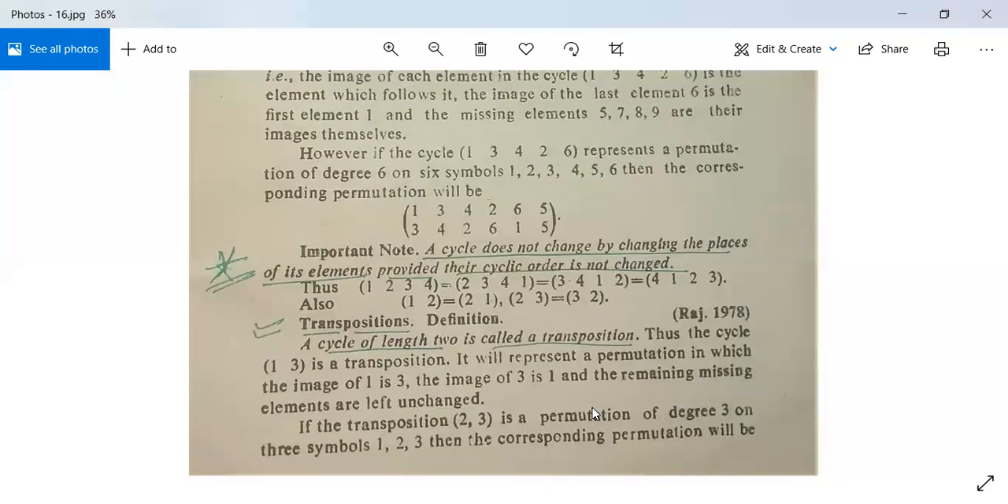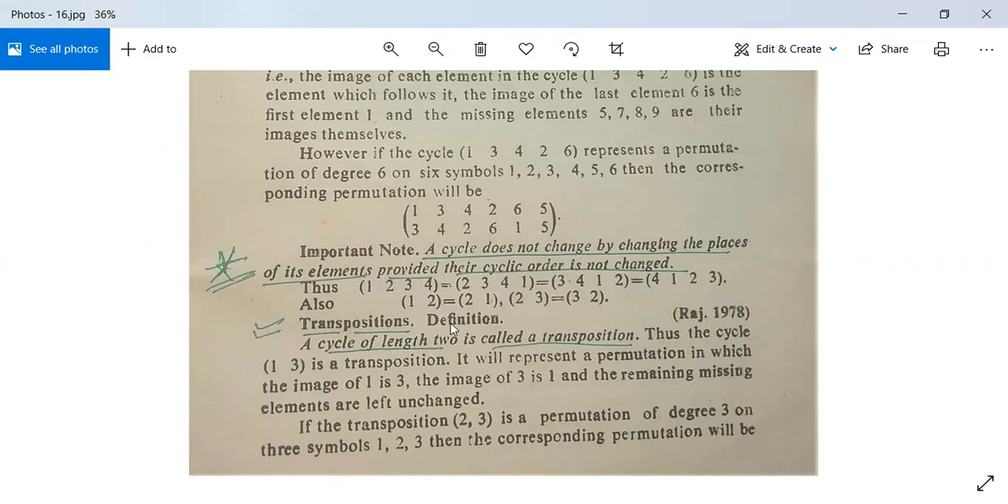अब देखो, important note क्या कहता है. A cycle does not change by changing the places of its elements, provided their cyclic order is not changed. अगर cyclic order को change नहीं कर रहे हैं तो cycle में कोई change नहीं. जैसे (1, 2, 3, 4) is equal to (2, 3, 4, 1). दोनों 4 लेंथ का है और साइक्लिक ऑर्डर को चेंज नहीं किया. (2, 3, 4, 1), (3, 4, 1, 2), (4, 1, 2, 3), and also (1, 2) is equal to (2, 1), (1, 2, 3) is equal to (3, 1, 2). साइक्लिक ऑर्डर को चेंज नहीं करना, तो साइकिल में कोई चेंज नहीं होगा.